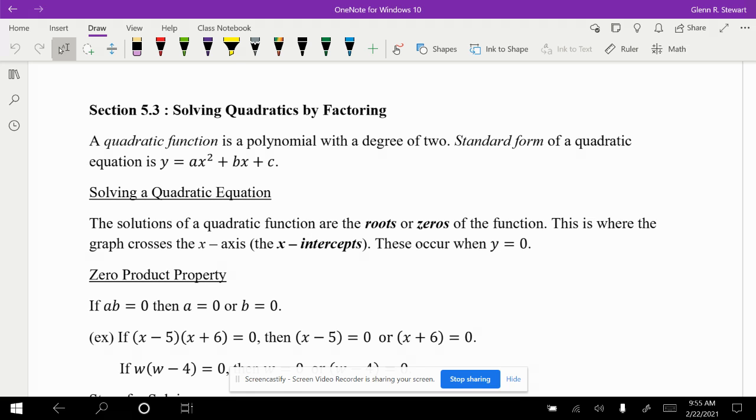Just as a reminder, a quadratic function is a polynomial with a degree of 2. Standard form is usually in the form of y equals ax squared plus bx plus c. Now, what you learned previously was how to factor them. What we're going to do is, once we find them, factor and then set them equal to 0 and solve. Solutions of quadratic functions are what we call roots or zeros of a function.